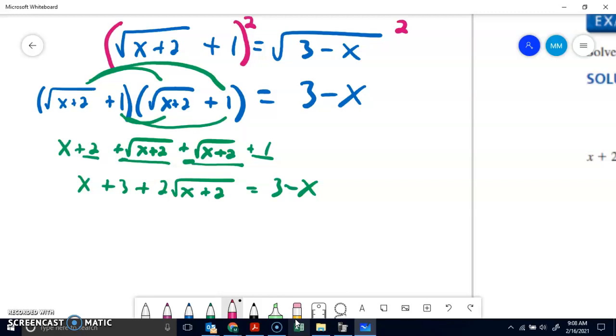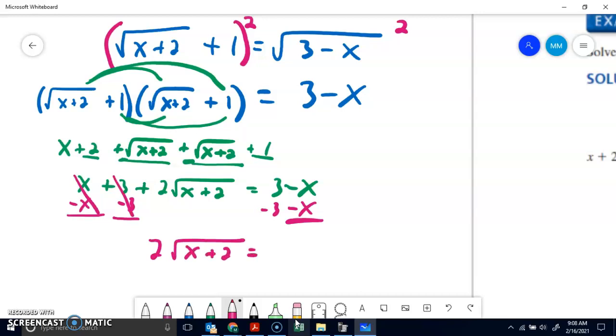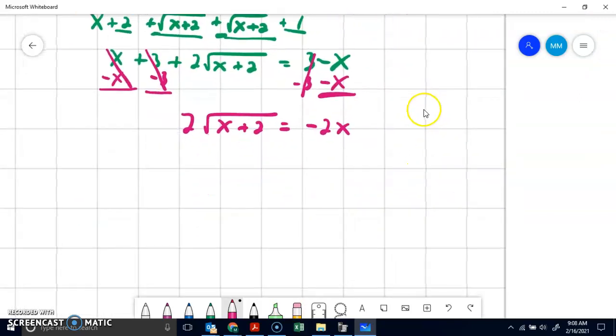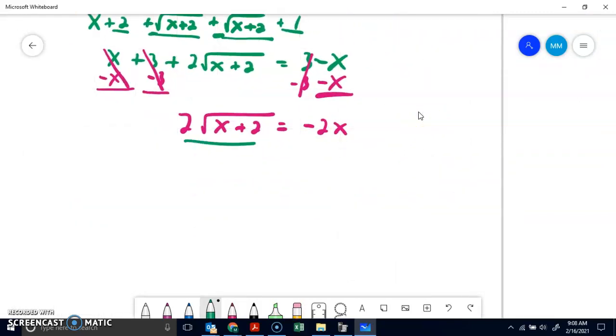So I'm going to start by subtracting x. We're starting back at the beginning, order of operations in reverse. I'm going to minus 3 from both sides. So that cancels these out, and I get 2 square roots of x plus 2 equals, well, 3 minus 3 is 0. That's kind of nice. Negative x minus x is negative 2x. Watch your signs there. Now I'm ready to divide. So let's divide by 2. The square root of x plus 2 equals negative x. The 2's cancel. Now it's getting more simplified.